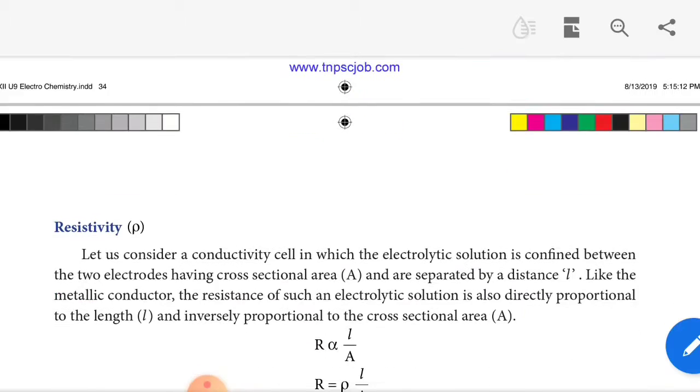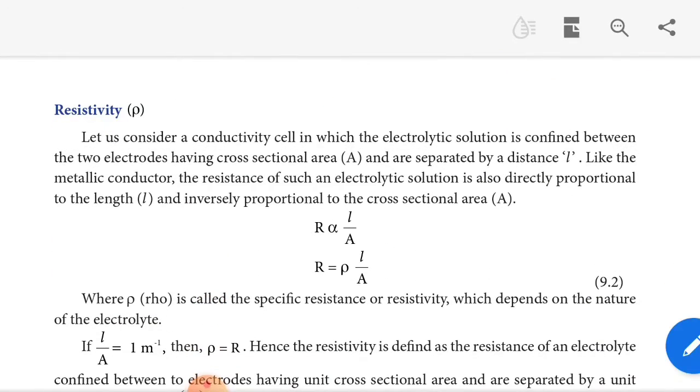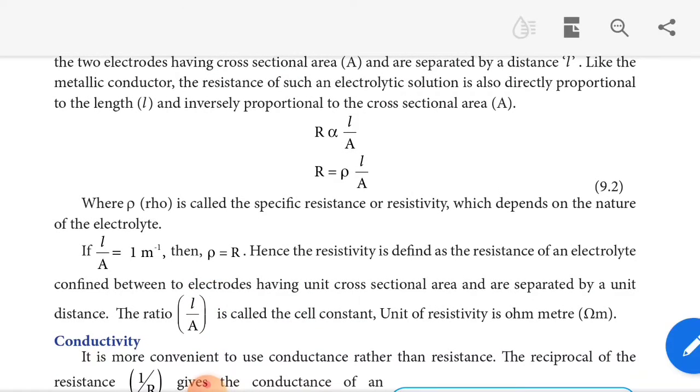The next one, resistivity. The resistivity symbol is rho. So what is resistivity? It may be asked in the exam as the formula of resistivity or the definition of resistivity. You can write the definition and formula. So what is the formula of the resistivity? R equals rho L by A. This is the resistivity formula.